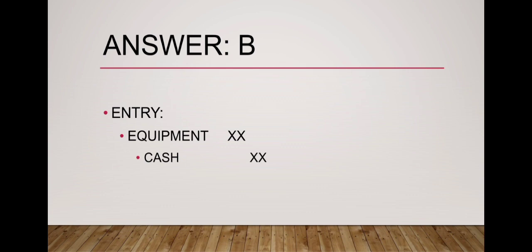The correct answer for question number 2 is letter B. The correct entry for the transaction is debit equipment and credit cash. Since the acquisition of equipment results to an outflow of cash resource of the business, we have to credit the account of cash and record the inflow of equipment as an exchange for the acquisition. We debit equipment.